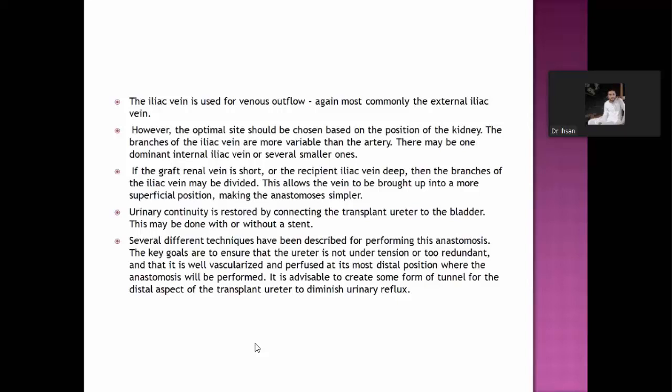Urinary continuity is restored by connecting the transplant ureter to the bladder. This may be done with or without a stent.